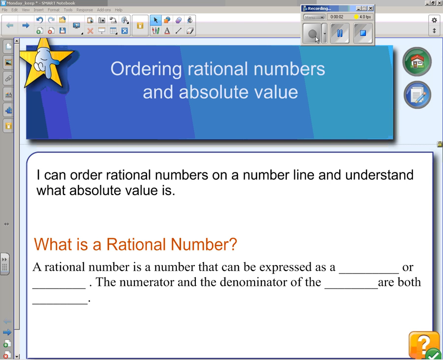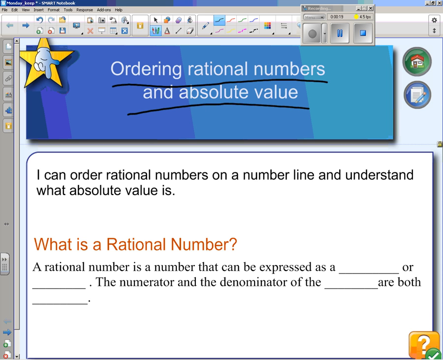All right, ladies and gentlemen, today is September 13th, 2013, and you should be working on page 21. Please put at the top of page 21 the title, Ordering Rational Numbers and Absolute Value. Our objective for the day is right here. I can order rational numbers on a number line, and I understand what absolute value is. Take a minute to write that down.